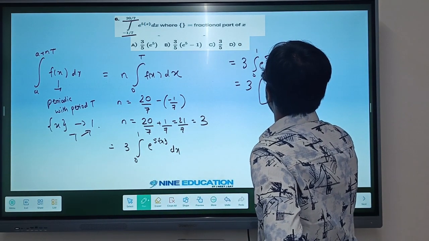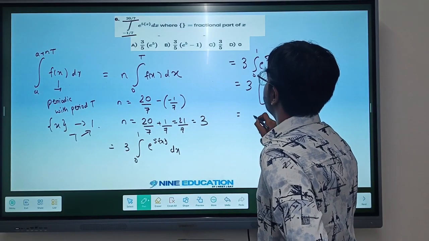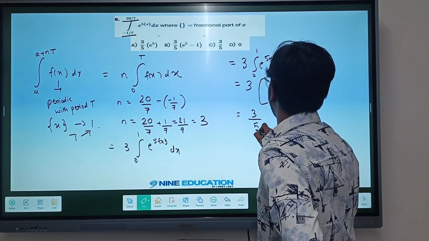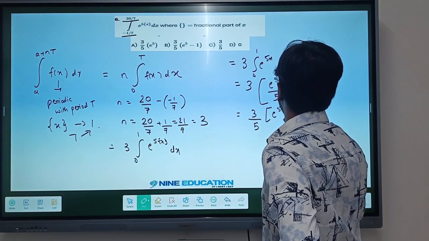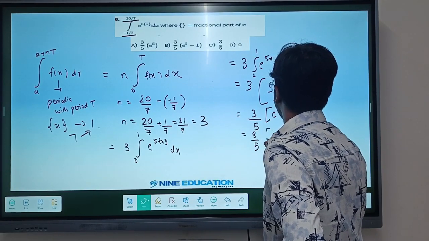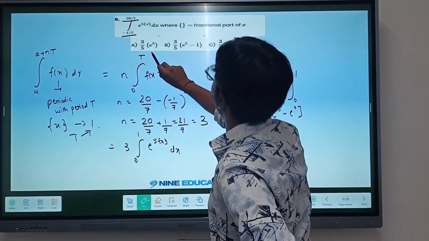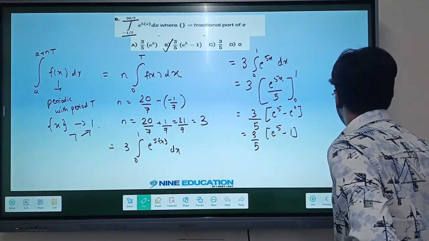e^(5x)/5 from 0 to 1. If I substitute the limits, I'll get 1/5 common, e^5 minus e^0. So 1/5 into (e^5 minus 1).